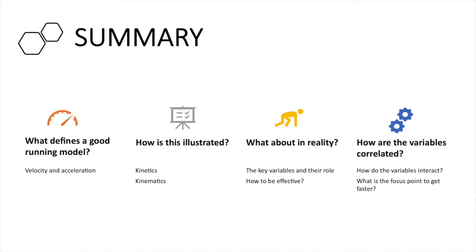So today we're going to talk, in the first part, about what defines a good running model around velocity and acceleration. Then we're going to talk about how this is illustrated, what are the kinetic variables and kinematic variables that are associated with sprint performance. Then we're going to talk about what happens in reality, what are the key variables and what are their role, and how to be effective while accelerating and running. And to finish the presentation, we're going to talk about how the variables are correlated, how they interact with each other, and what would be our focus point to get faster.